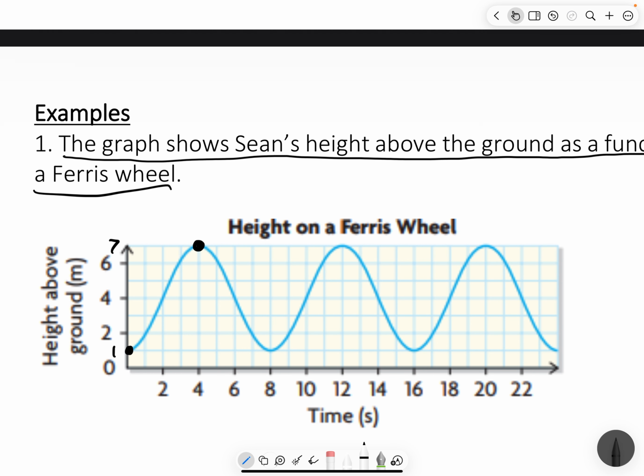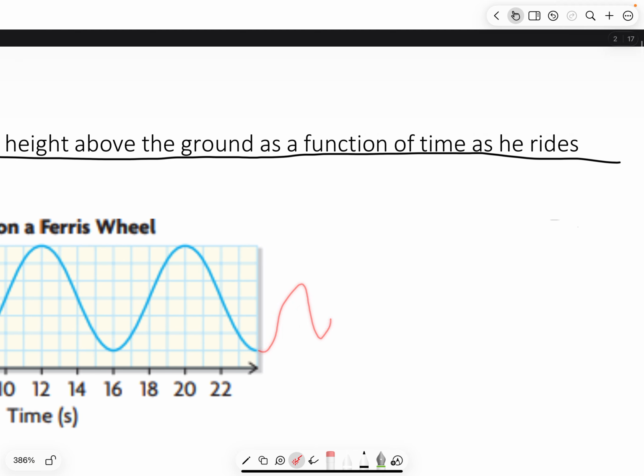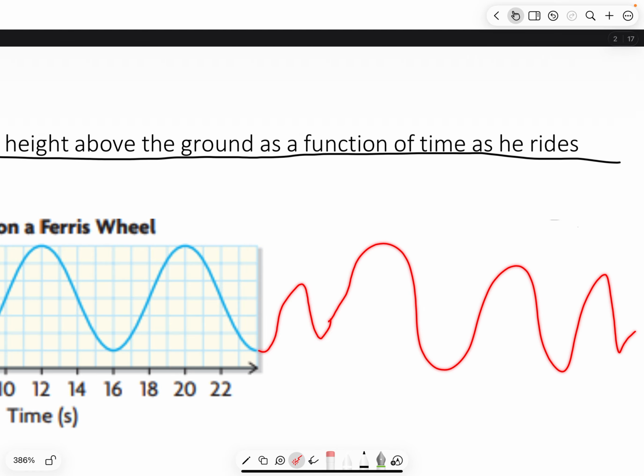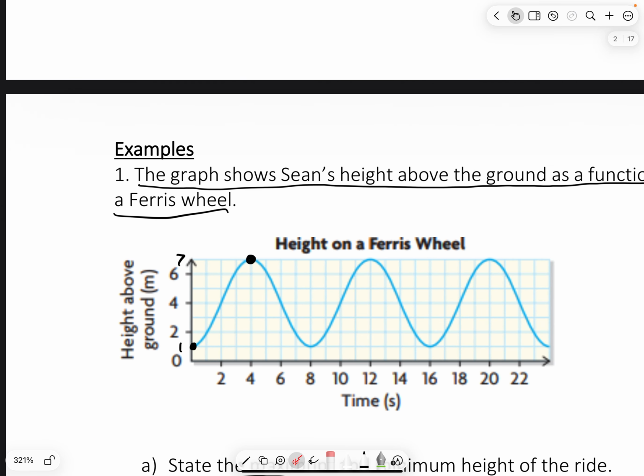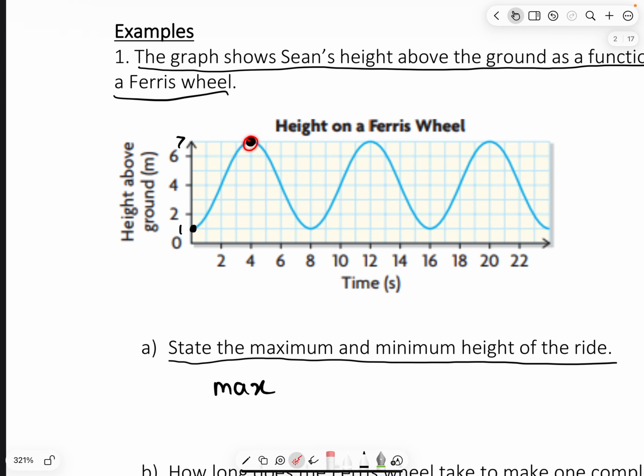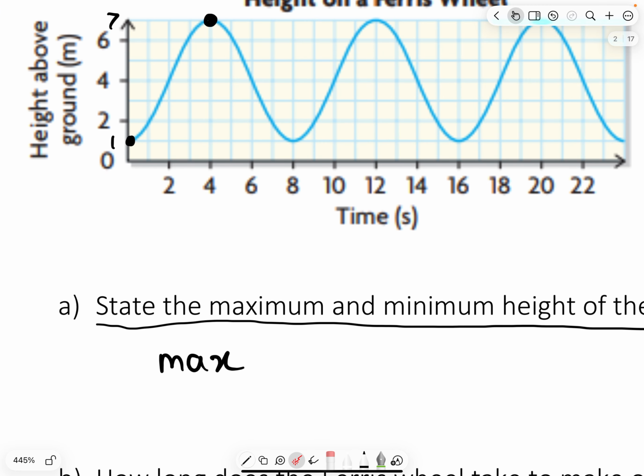And since this graph and this graph and this graph are just copies of each other, and it just keeps going on and on continuously, we know that this is forever going to be the maximum value and this is forever going to be the minimum value. Here I'll state that the maximum value is 7 and the minimum value is 1.